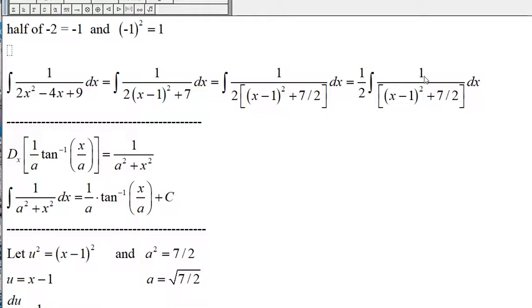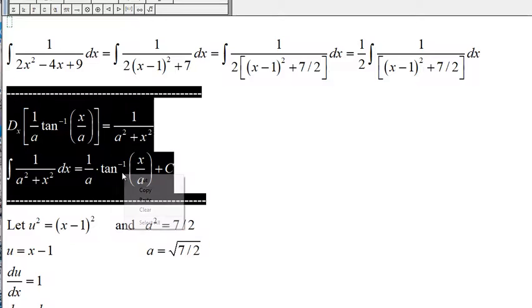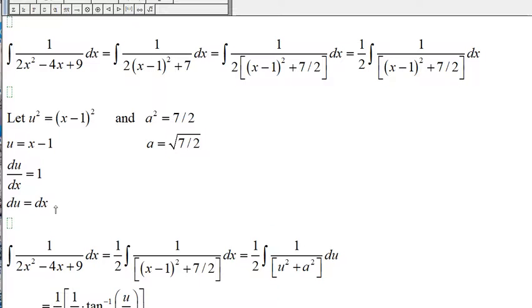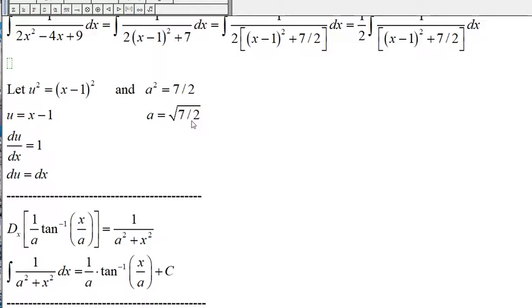And now this integral has the form of 1 over u squared plus a squared. So let u squared be x minus 1 squared. So u will be x minus 1, and then a squared is 7 halves. So du dx will be 1, so du is equal to dx, and then a is the square root of 7 halves.